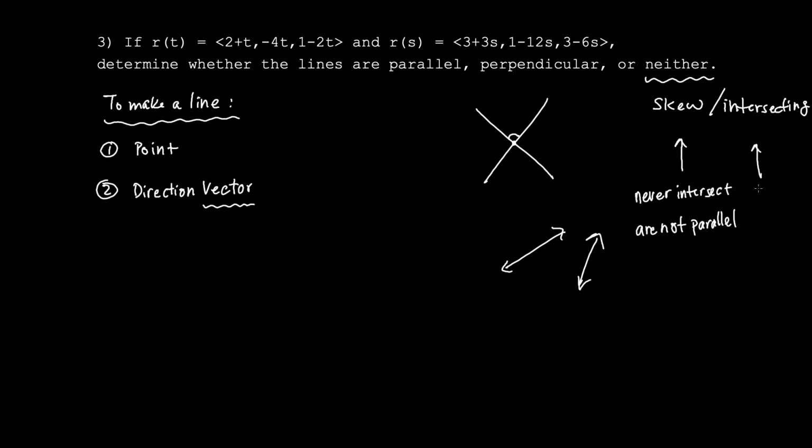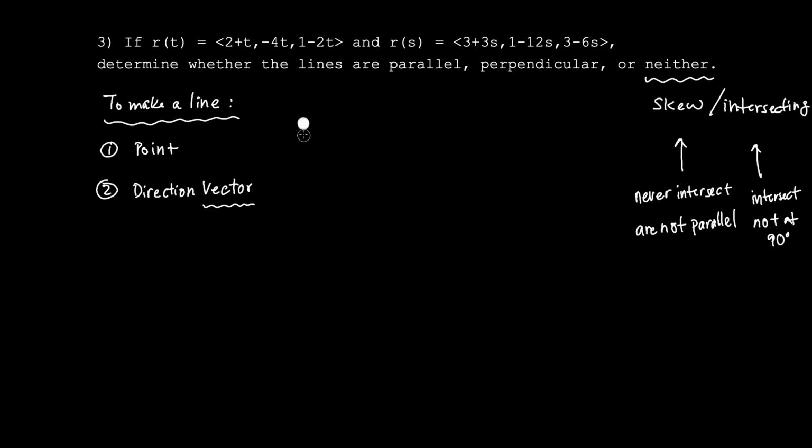And intersecting lines, they do intersect, but not at 90 degrees. So when we say the lines are neither, this is what we mean. They're either skew or intersecting. So let's find the direction vector from both lines.